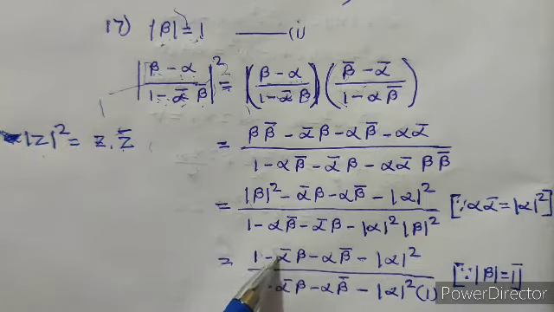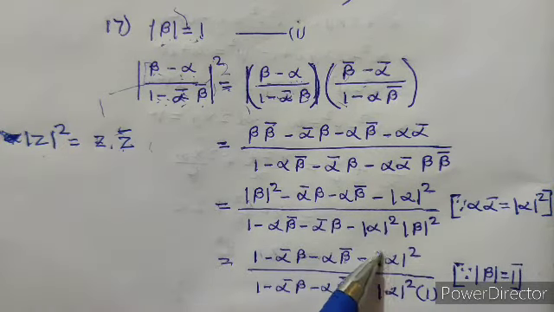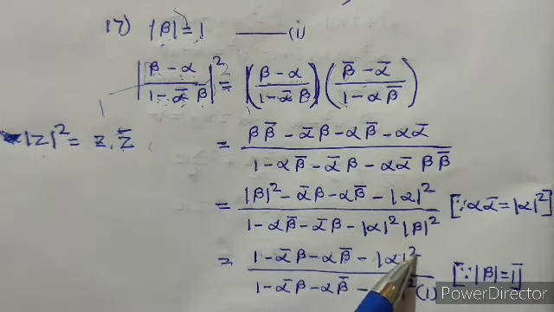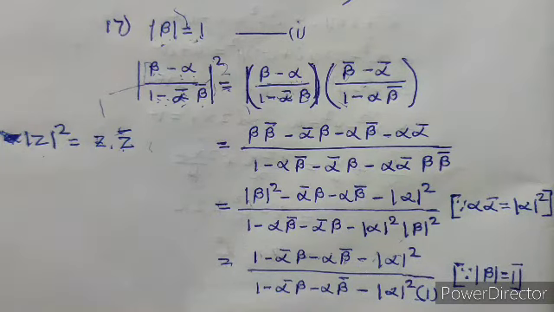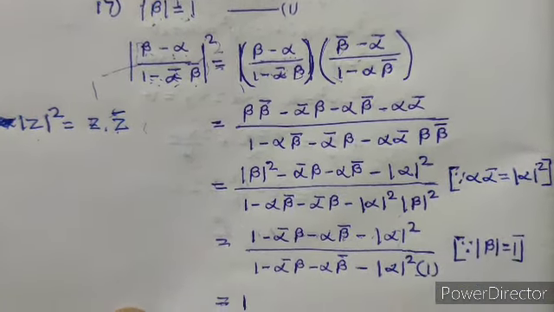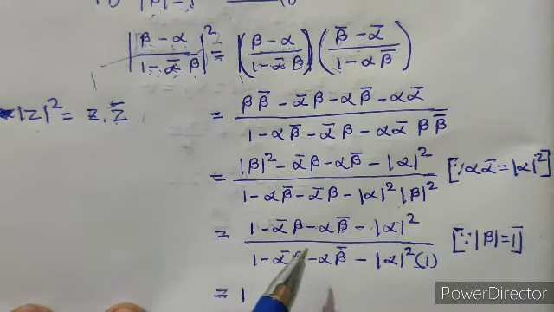so that will be equal to 1 minus alpha conjugate beta minus alpha beta conjugate minus conjugate of alpha square upon 1 minus alpha conjugate beta minus alpha beta conjugate minus modulus of alpha square into modulus of beta square, that was equal to 1, and this will give us 1 as numerator and denominator are same.